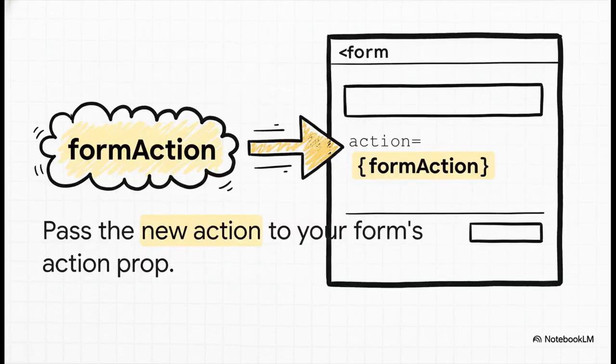Step two is the magic connection, and it's almost laughably simple. You just take that form action variable we got from the hook and pass it directly to your form's action prop. That's it. You're done. You've now wired your form's entire state lifecycle directly to your action.